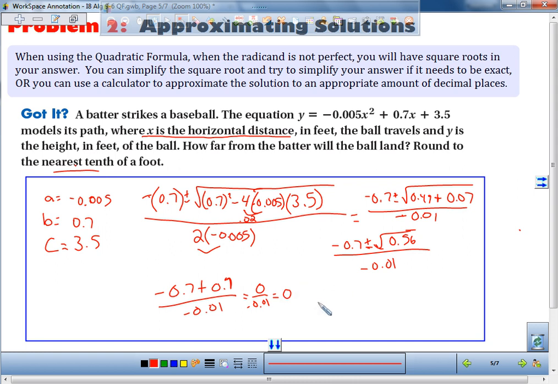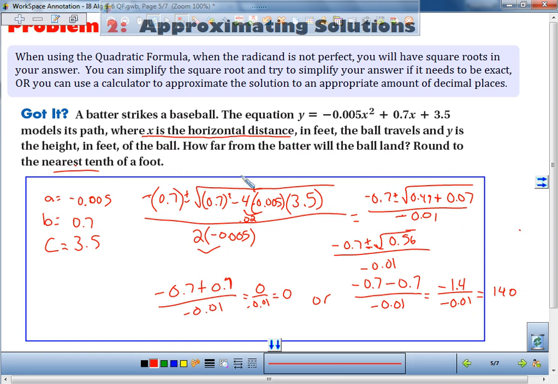So that one we get 0, or we get negative 0.7 minus 0.7 divided by negative 0.01. So we get negative 1.4 divided by negative 0.01, and that is going to give us a positive because a negative divided by a negative is positive, and it gives us 140.